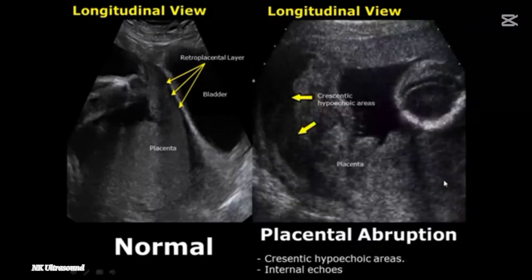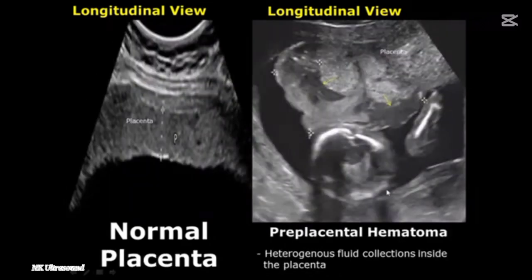Placental abruption is the premature separation of the placenta from the uterine wall. It is very difficult to diagnose it on ultrasound as it can be confused with other conditions such as retroplacental hematomas. But it has a few features. One of them is a crescentic hypoechoic area behind the placenta with internal echoes. A preplacental hematoma occurs due to injury leading to hemorrhage, which gives us a heterogeneous fluid collection inside the placenta due to bleeding.